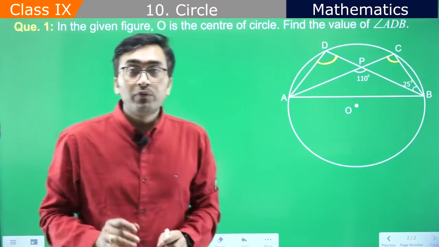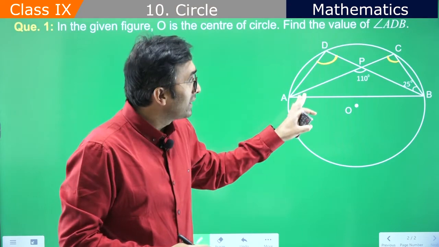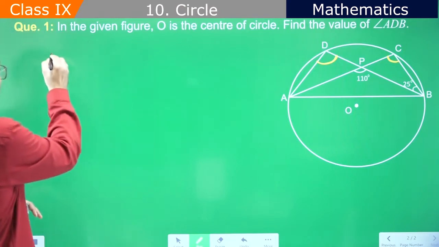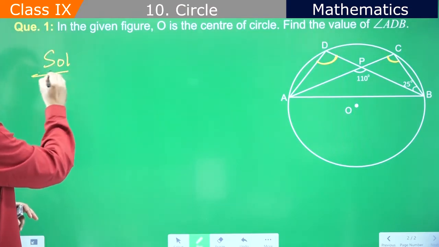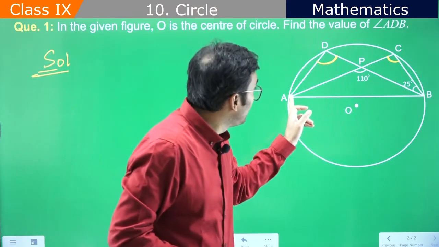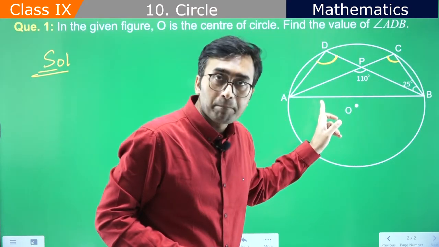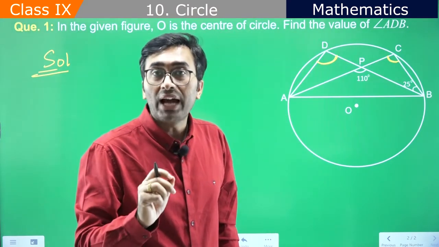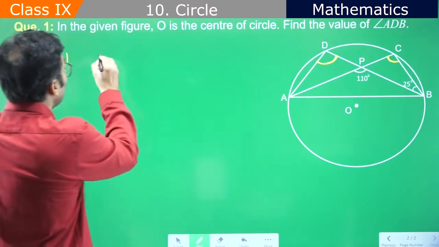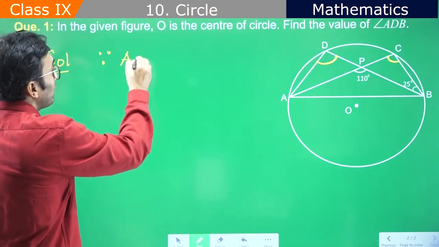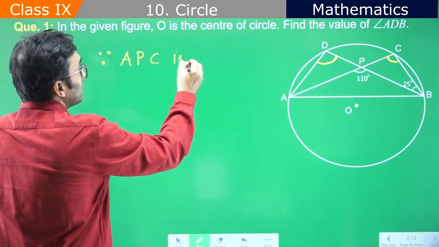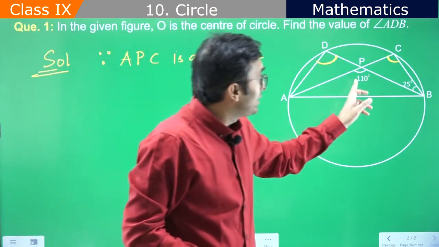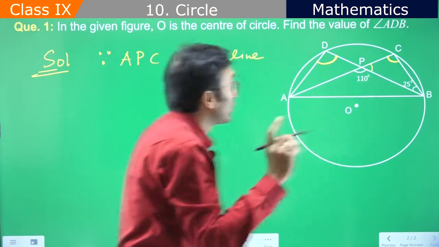Okay, so now what we will do here, this is a triangle given. We can say in triangle ABC, just observe it. We can write the solution. For the solution, first of all observe this APC is a straight line. APC is a straight line. So we know the concept, on a straight line the sum of angles is 180 degree. So we can say since APC is a straight line, we can say this angle plus this angle.